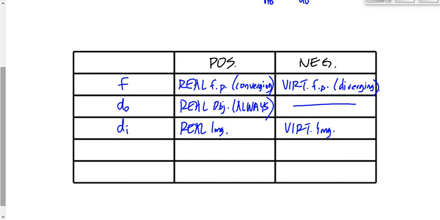Now my next grouping, the green grouping, was HO and HI. HO is positive if the object is upright, right side up. And so is HI. It's positive if you have an upright image. And of course, each of them are negative if they're inverted.